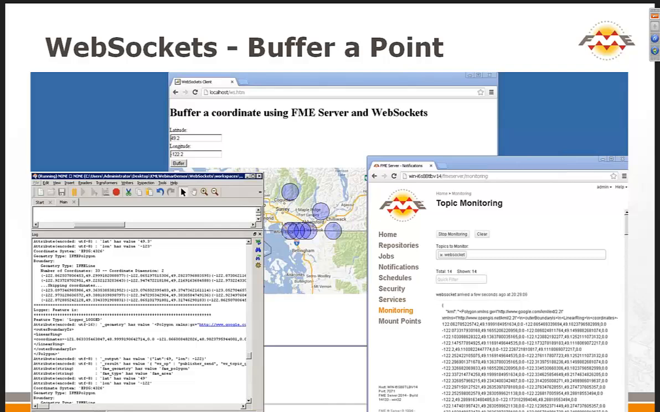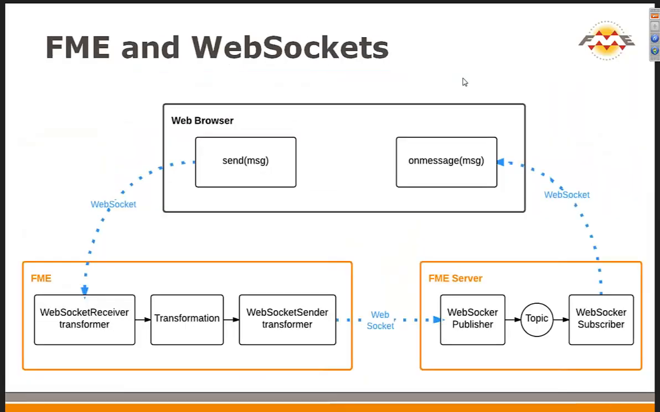Very cool. So how does it work? Again, this is 2014. Little diagram of it. The web browser uses a send function to send through a WebSocket down to FME, and here's where we got those new transformers: the WebSocket receiver and the WebSocket sender. So the FME workspace receives the message, does the buffer in our case, and then sends that message on. Well, it can send it anywhere, but in this case I'm using FME Server as a relay to relay it back to the web browser, to that JavaScript.